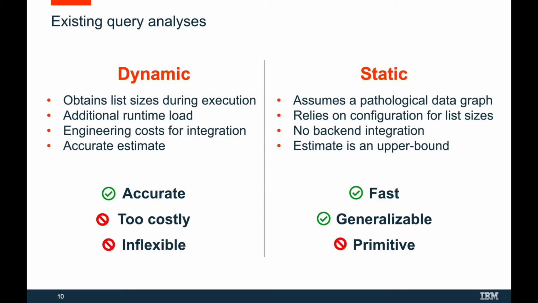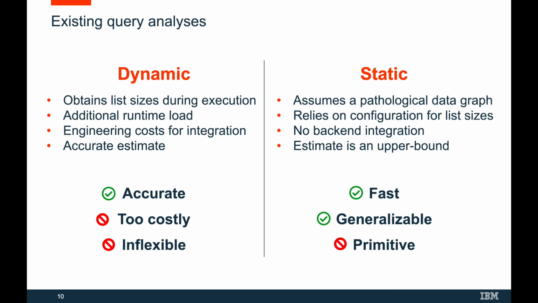On the other hand, a static analysis assumes a pathological data graph. As it steps through a query, it uses an external configuration to obtain upper bound list sizes. Therefore, the analysis doesn't need to be integrated into the backend. To summarize, dynamic cost analyses are accurate. However, we argue that they are too costly in a large-scale production environment. The engineering cost is one thing, but the runtime load may even outweigh the benefits of using a query analysis. On the other hand, static cost analyses are fast and generalizable because they don't need to probe the backend. It simply relies on the configuration.